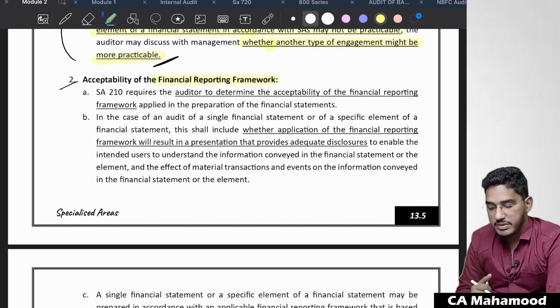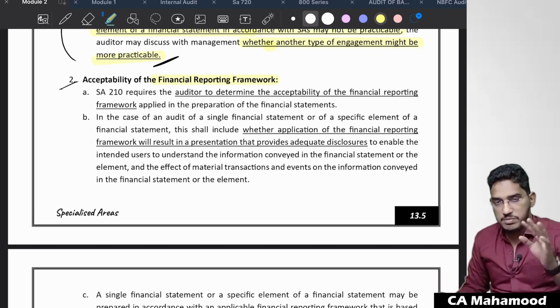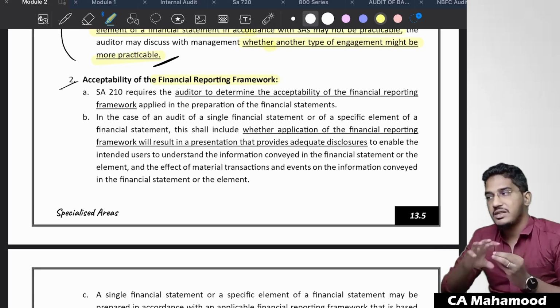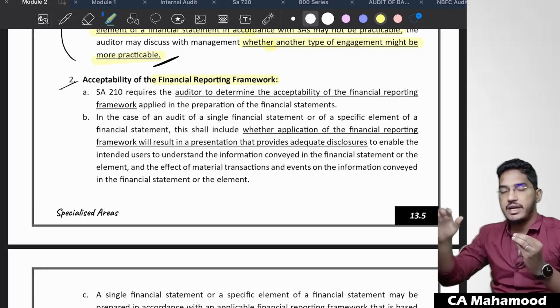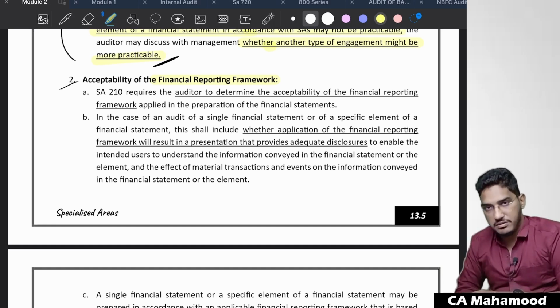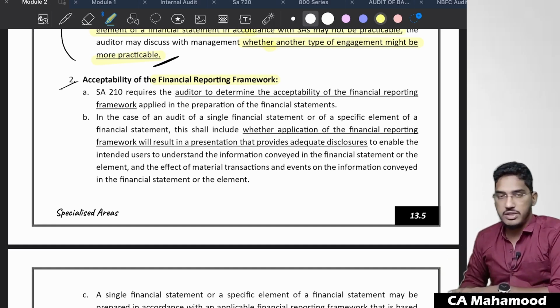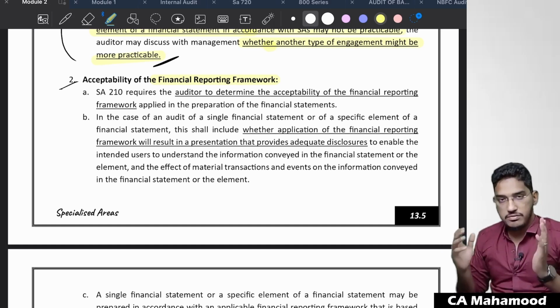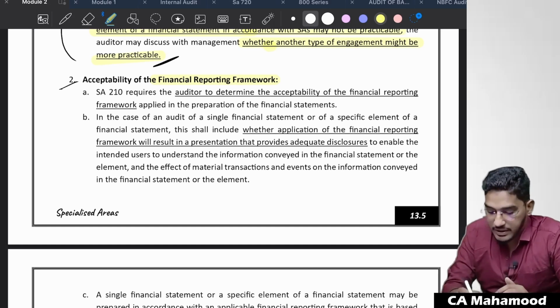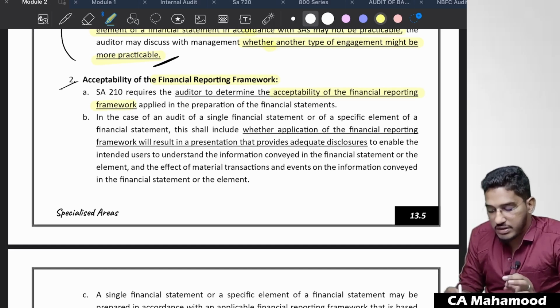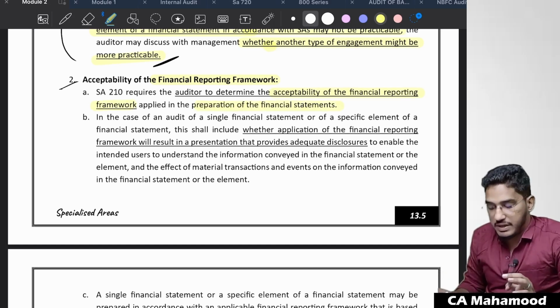How will you determine whether it is acceptable or not? On the basis of the information needs of the intended users, for whose purpose the single financial statements are prepared, for whose purpose this audit of the specific element is happening, what are their information requirements. I will keep that in mind and I will determine whether that framework, whether those rules and regulations they have followed in the preparation of the financial statements, or that specific element of the financial statements, is acceptable or not. I need to determine. So this is the first and foremost thing which I need to do. Let us see what they are telling. SA 210 requires the auditor to determine acceptability of the financial reporting framework applied in the preparation of that specific financial statement.